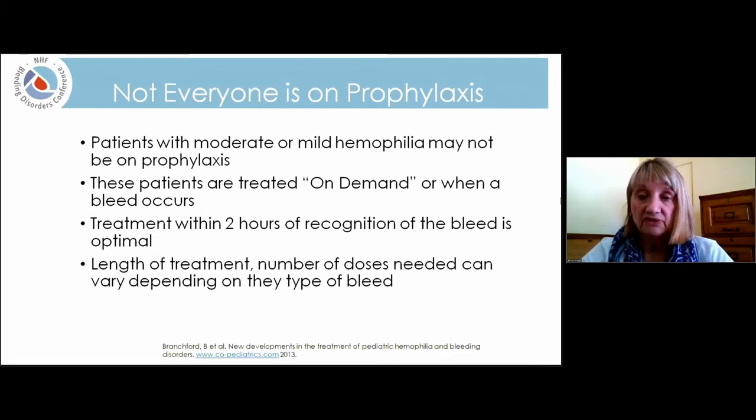The length of treatment a patient who is treating on demand will need is dependent on where the bleed is and how significant the bleed is. So again, you're going to have that conversation with your healthcare provider, your hemophilia treatment center, and they're going to help you determine what that length of time is.